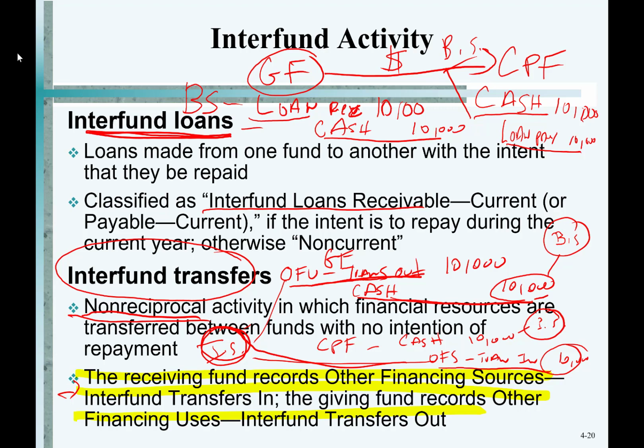But now the debit is not to accounts receivable or loan receivable. The debit is to other financing uses. What's the one other financing use? Transfer out. Other financing uses, transfer out, $10,000. That appears on the statement of revenues, expenditures, and change in fund balance, doesn't it? Where on the statement does it show up? The top?